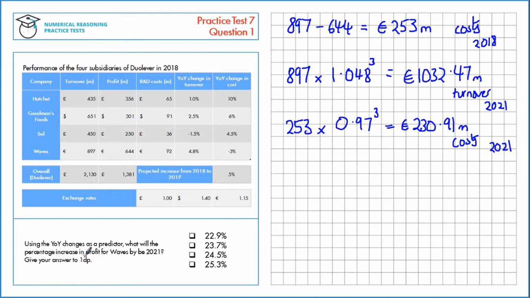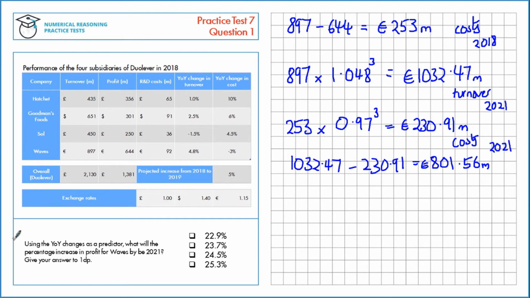We want to know the percentage increase in profit. So at the moment, we have turnover and costs. We can calculate profit by taking one away from the other. 1032.47 turnover, take away costs, which is a profit of 801.56 million euros.